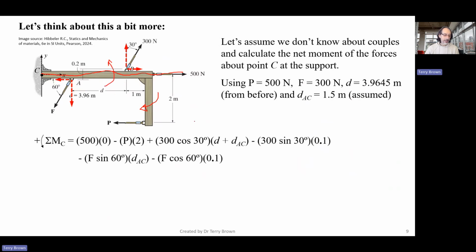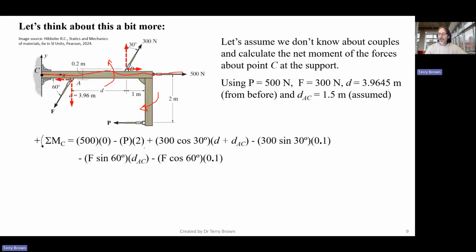300 cos 30, so this force here, times D plus the distance AC that we've assumed here, tends to go anti-clockwise. And if you're not sure, again, just grab a ruler or a pen or whatever, and just put your finger or hold the ruler at the point where you're taking moments about and just push in the direction that the force acts, and see which way it goes. Right? If it goes anti-clockwise, it's positive. If it goes clockwise, it's negative.